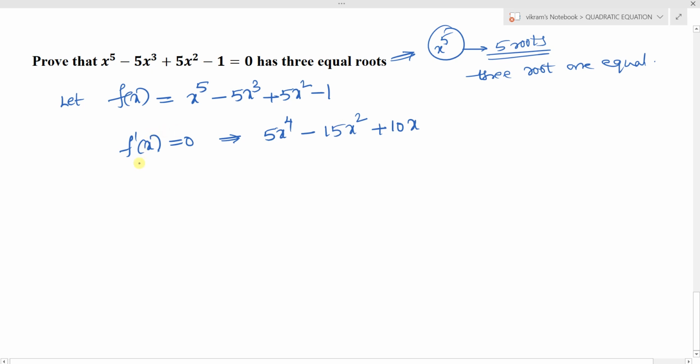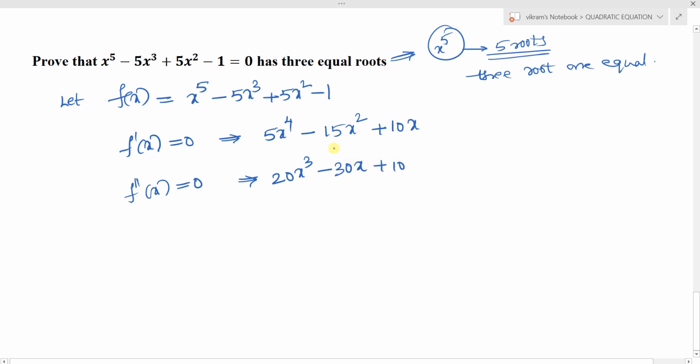If we equate this, can we find out anything? No. So again find f double dash of x equal to 0. Then we obtain 20x cube minus 30x plus 10.